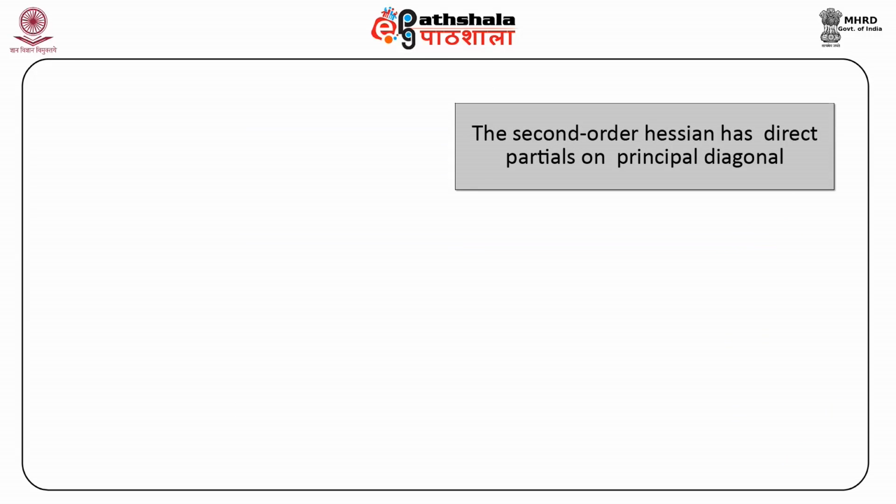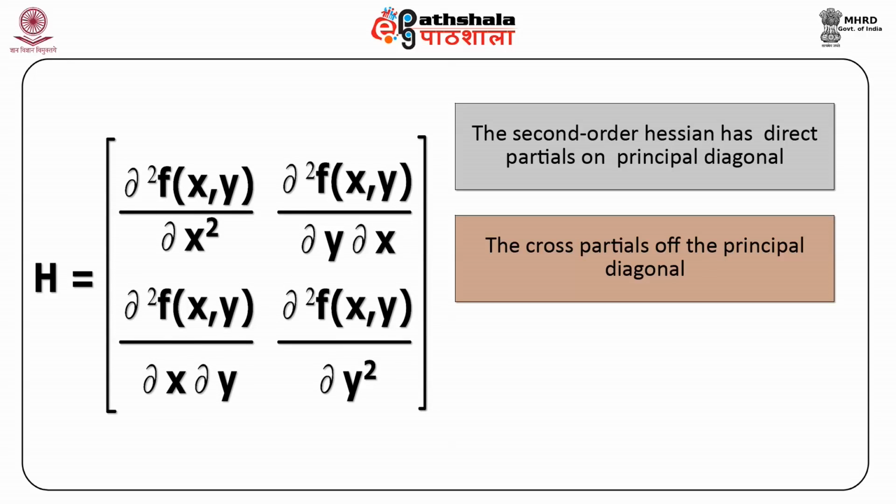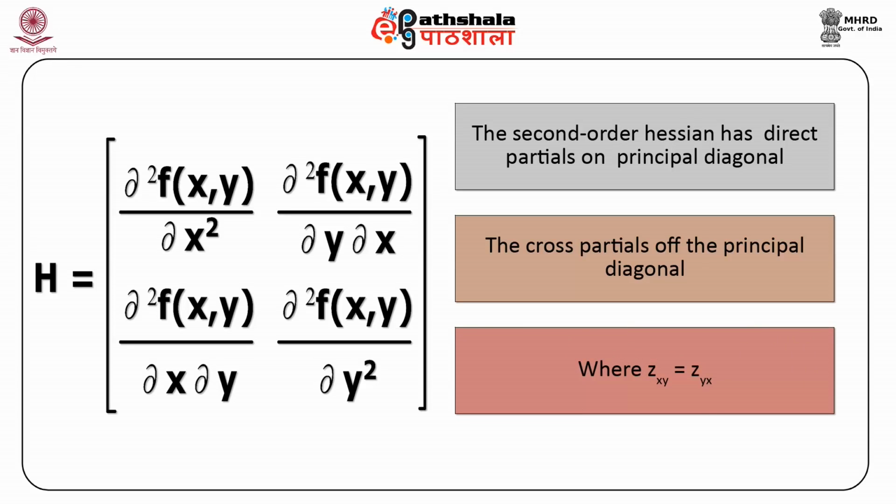The second order direct partials on the principal diagonal and the second order cross partials off the principal diagonal are represented in a Hessian determinant, where H is equal to the first row consisting of second order partial differentials with respect to x and y, and columns consisting of second order partial differentials with respect to x and y, where zxy is equal to zyx.